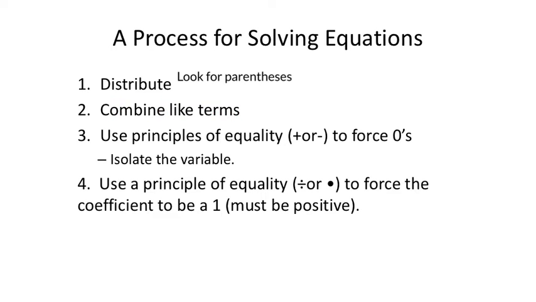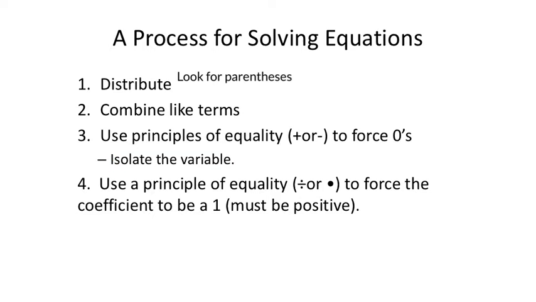Now, sometimes we may see examples that we don't need to combine like terms. That's okay too. In fact, we may see problems that don't need distribution, just like we did on the bell work. It happens. But if we need to do these, it's distribution, then combine like terms. It needs to be in that order. Then we look to use principles of equality to force zeros so that we can ignore those values. We're going to do this with either addition or subtraction. This will help us to isolate the variable.